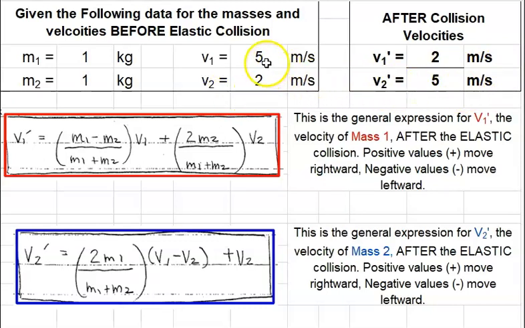It seems that their velocities switch. These are both moving in the same direction. So a fast car crashes into a slower moving car. The faster car slows down, the slower car speeds up. Let's take a look at that in the simulation.